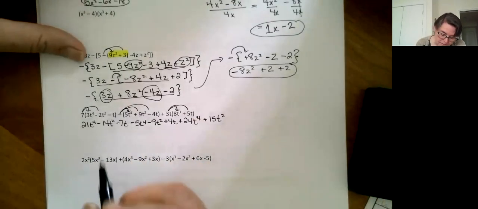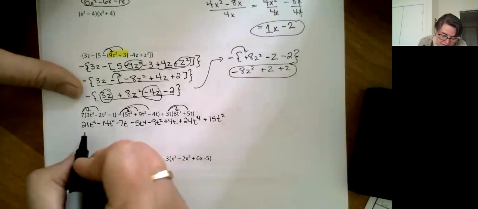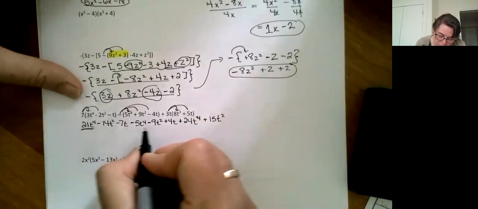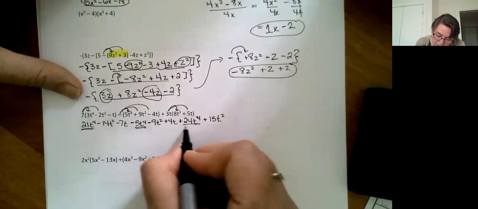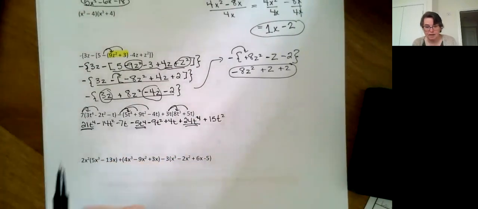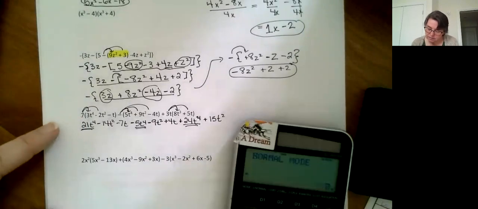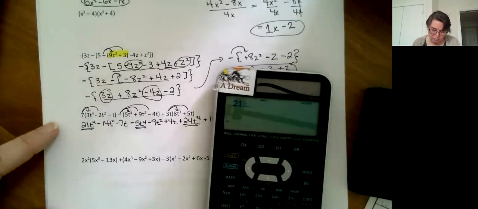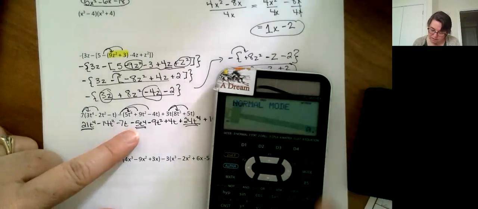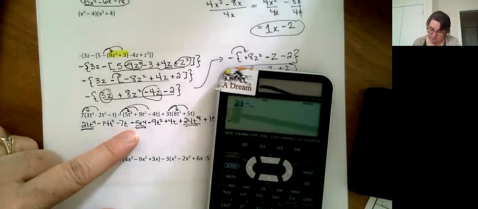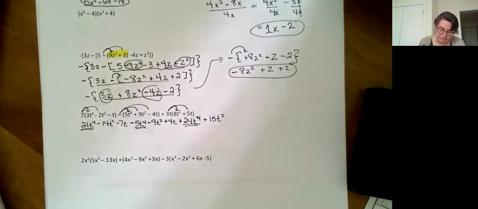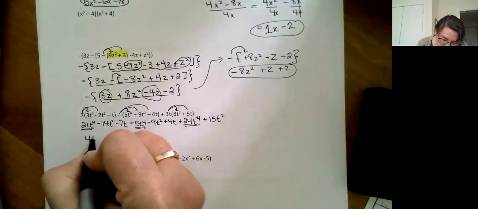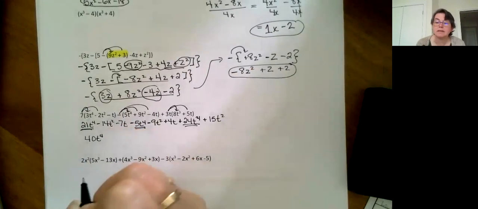All right, so what is the highest power of t we have? We have t to the 4ths. So there's a t to the 4th, there's a t to the 4th, and there's a t to the 4th. So 21 minus 5 plus 24 is 40. Oh, I can't believe I didn't do that in my head.